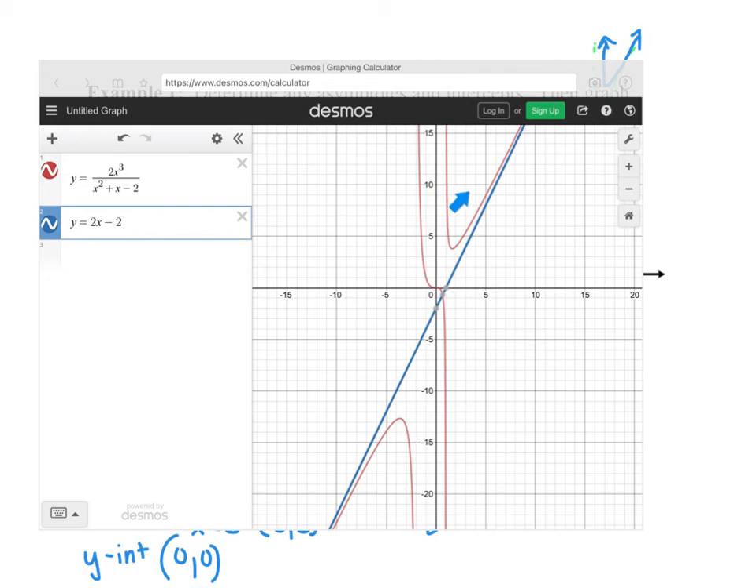Now your end behavior on the right would be that it's approaching positive infinity. It's not approaching that line, it's continuing to increase. And on the left, it's decreasing. Okay? Pretty cool stuff. Isn't math amazing?